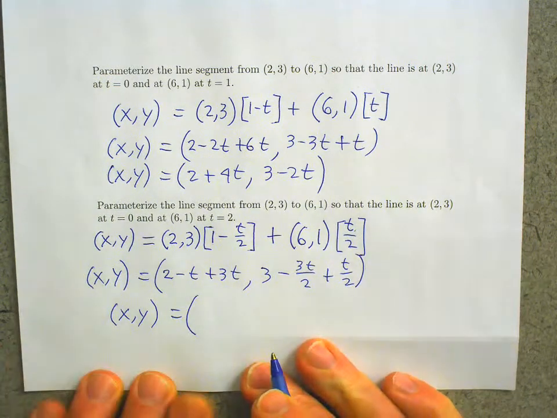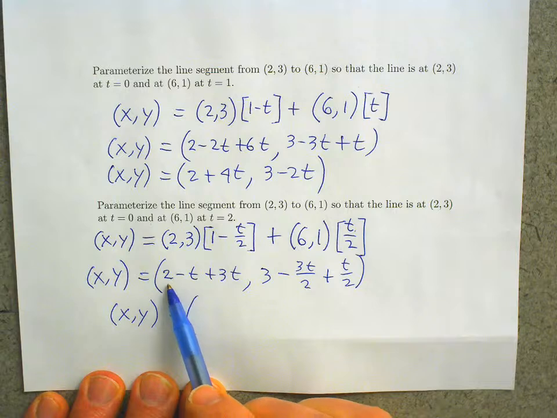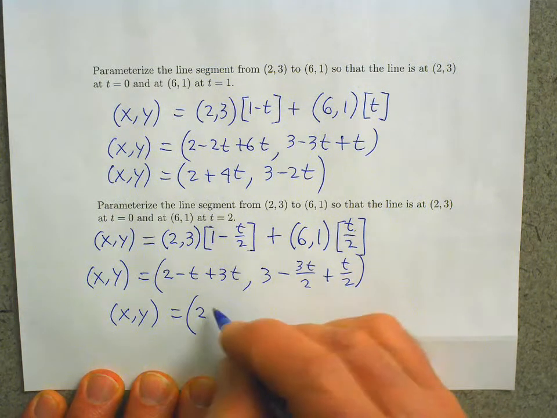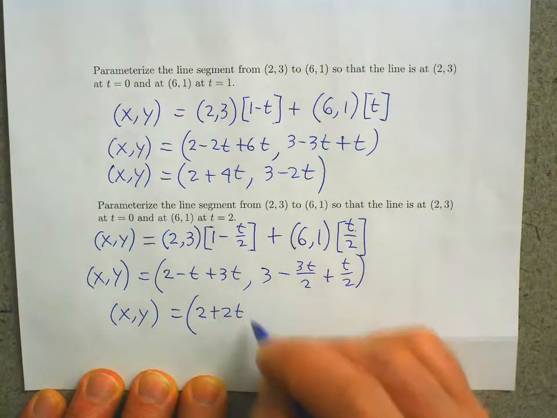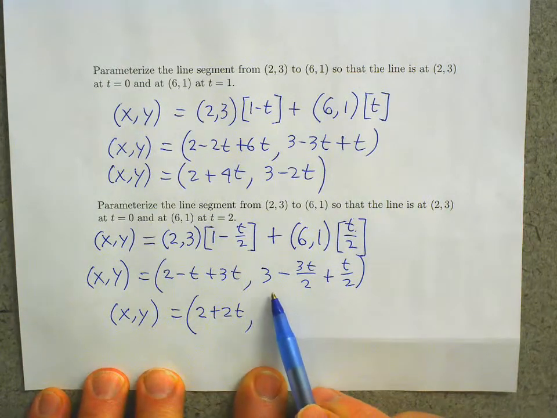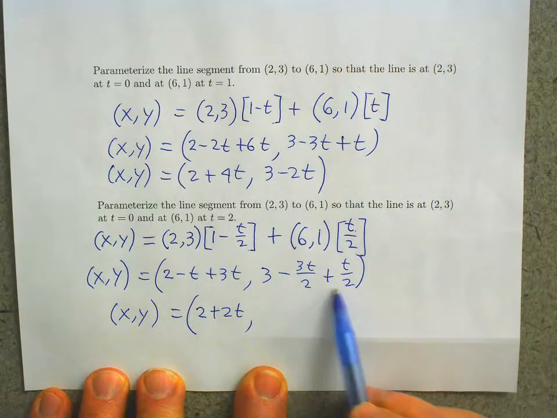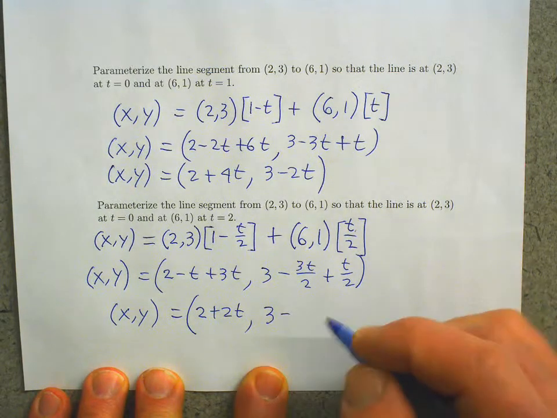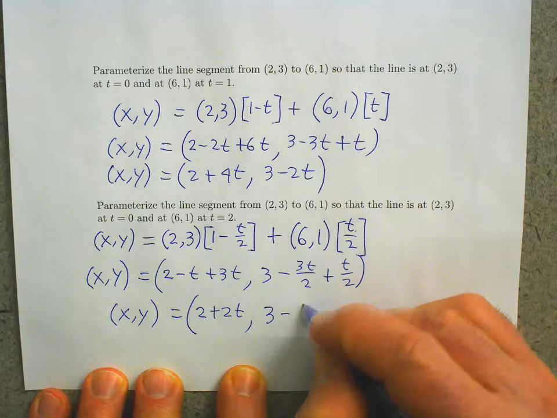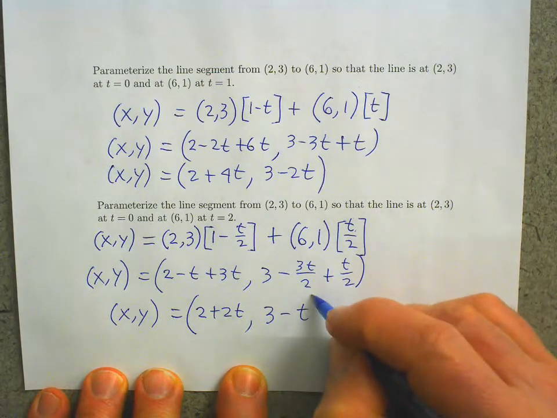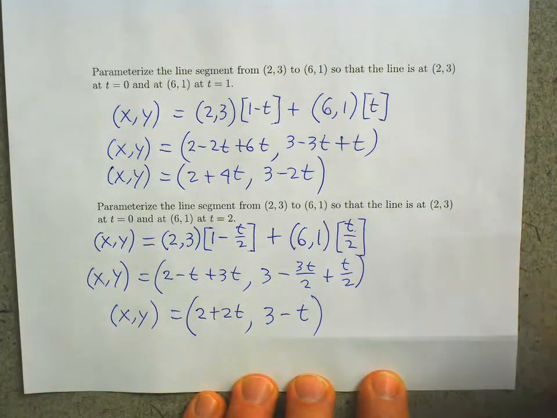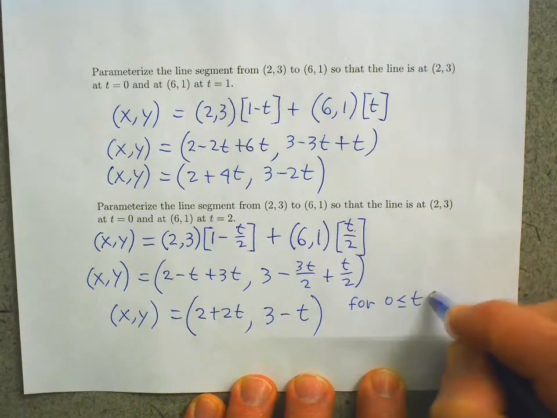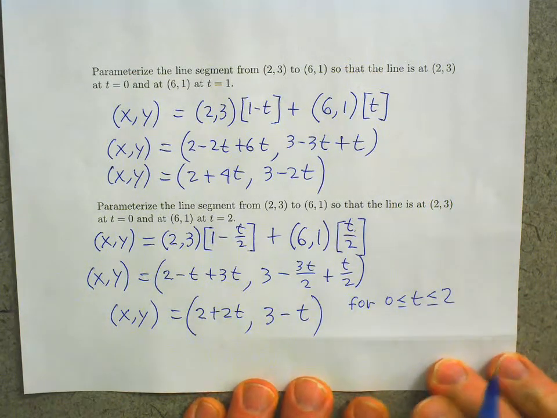And then simplify a little bit more. The x-coordinate, 2 minus t plus 3t, is 2 plus 2t. And 3 minus 3t over 2 plus t over 2 is 3 minus 1t, or just 3 minus t. This is for values of t between 0 and 2.